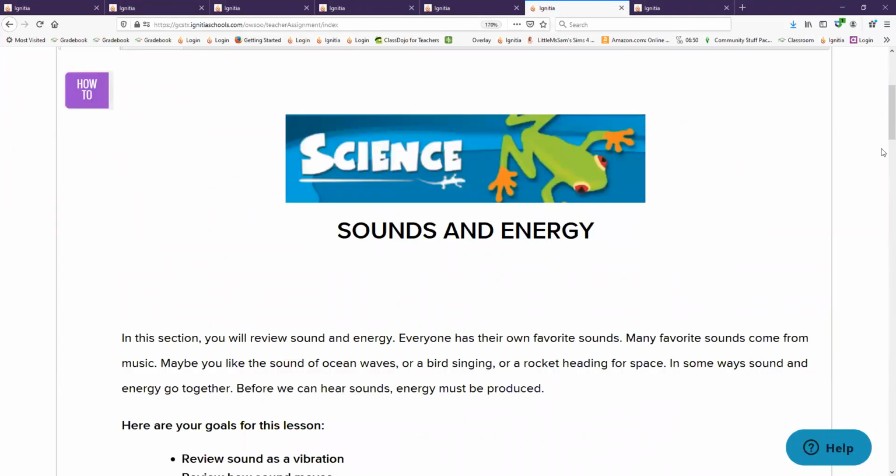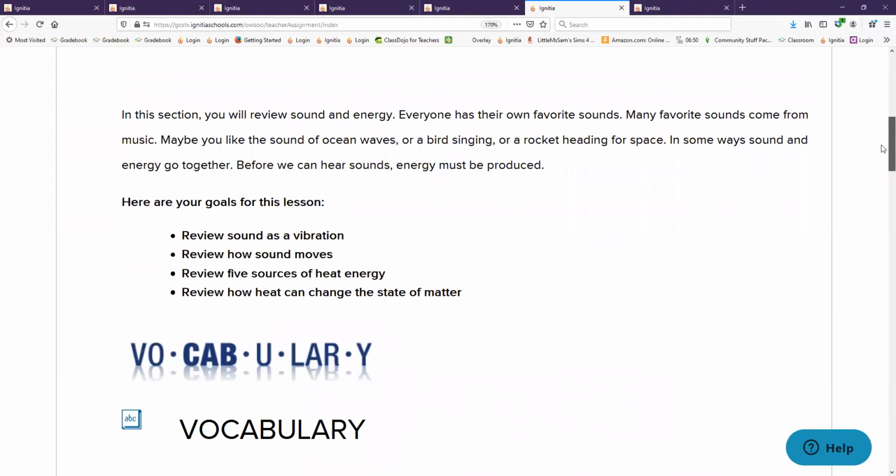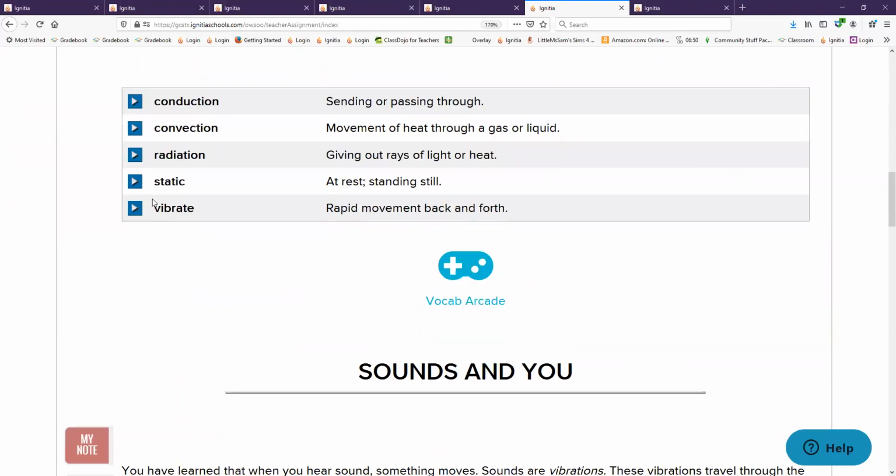All right, that brings us to today's lesson, sounds and energy. In this section, you'll review sound and energy. Everyone has their own favorite sounds. Many favorite sounds come from music. Maybe you like the sound of ocean waves or birds singing, or the sound of a rocket heading for space. In some ways, sound and energy go together. Before we can hear sound, energy must be produced.